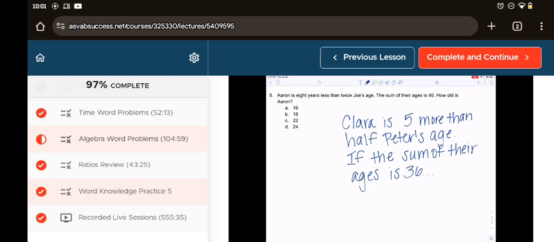Okay, go ahead and give that one a try. Clara is 5 more than half Peter's age, if the sum of the ages is 36. Clara equals 5 multiply? Yes, multiply. This is 5 more than, so plus. Okay, good. So 5 plus.